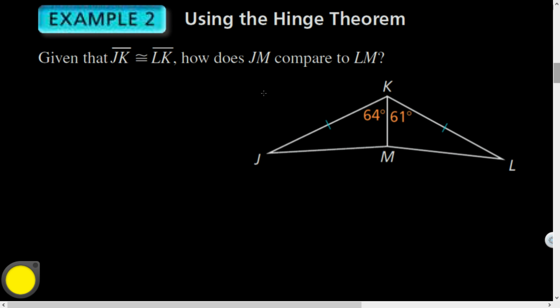Given that JK is congruent to LK, how does JM compare to LM? All right, oh, I've got different angle measures. So I'd have my given information, right? I'm going to say that the measure of angle JKM, I should do capital K here, is bigger than the measure of angle LKM. Right, that's given. This angle is bigger than that angle. So what do you think will be true about these side lengths? Oh wait, I also need one more fact. Reflexive. JM is bigger than.